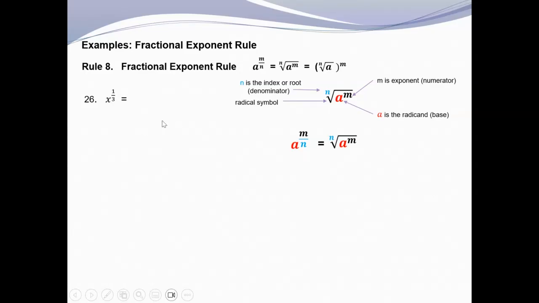Now, x to the 1/3 power. They want you to go from exponential to a radical. This is going to be the cube root of x, because remember, the denominator of the exponent is the index. And the 1, we don't have to put the 1 there because we know that x to the 1 power will just be x. How about this one here? It's going to give us the 5th root of x cubed by applying the rule.